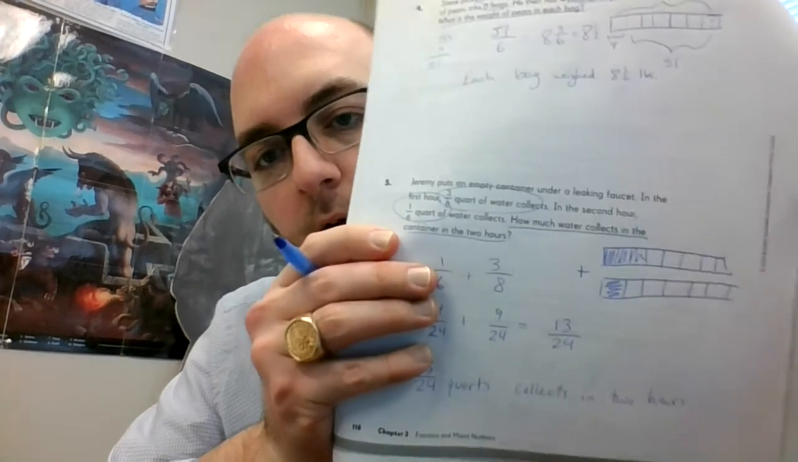So 13/24 quarts collects in 2 hours. And we could make a model. We could take something and cut it into 8 pieces and shade those in, and something into 6 pieces and shade one of those in. And that's just what we're putting together. There's your visual representation. Okay, next page.